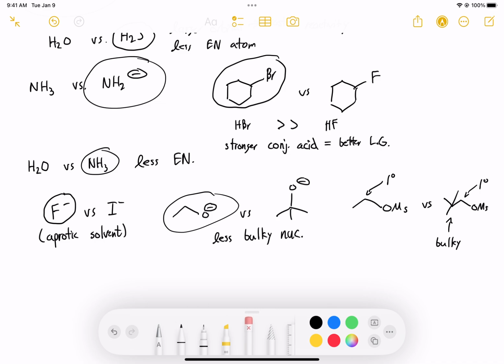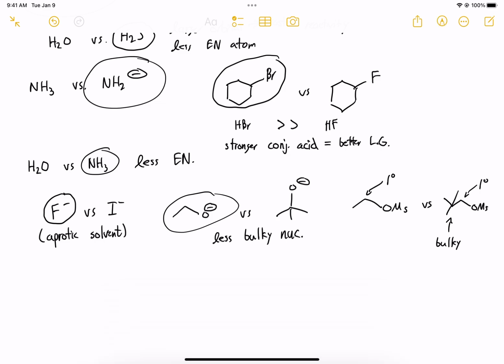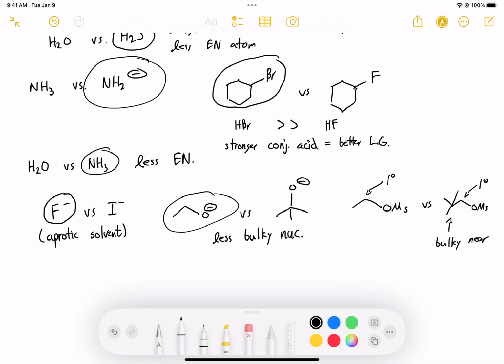So we could just say bulky near the carbon with the leaving group. When that happens, we get slow SN2. Okay, so that's not going to be very good. So this one is our winner here. It's primary, it's unhindered toward the center of reactivity, so that'll be a faster reaction. Okay?